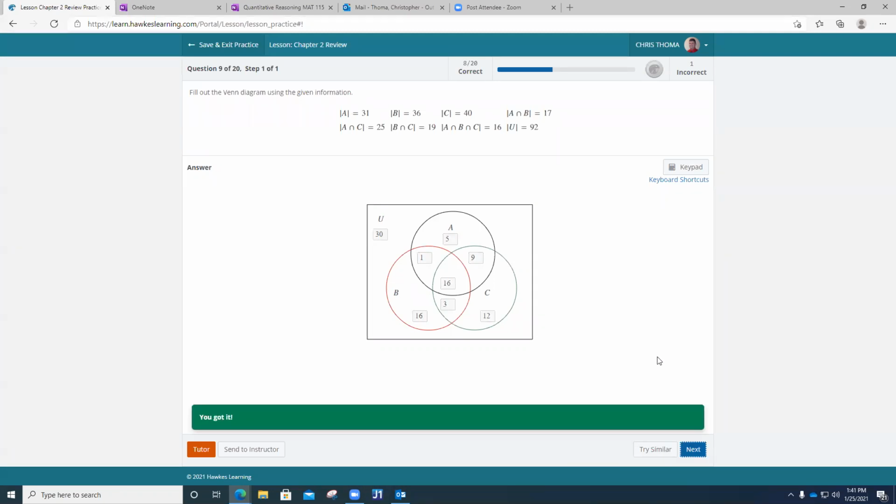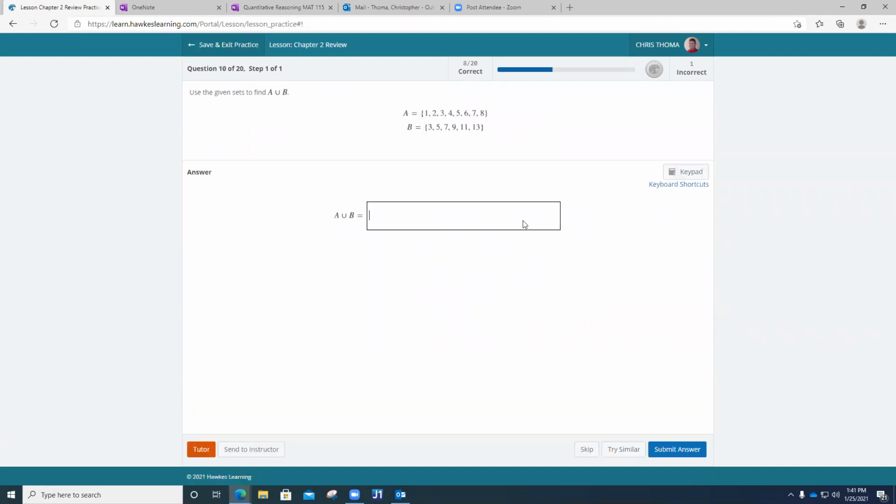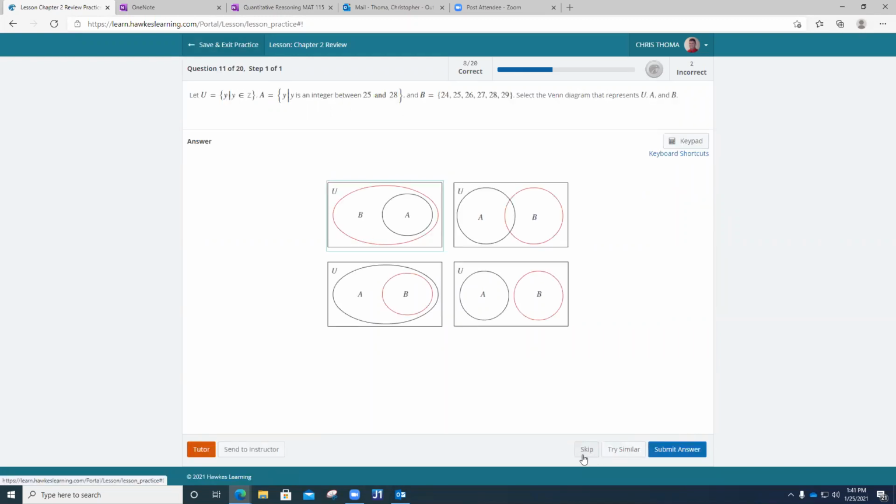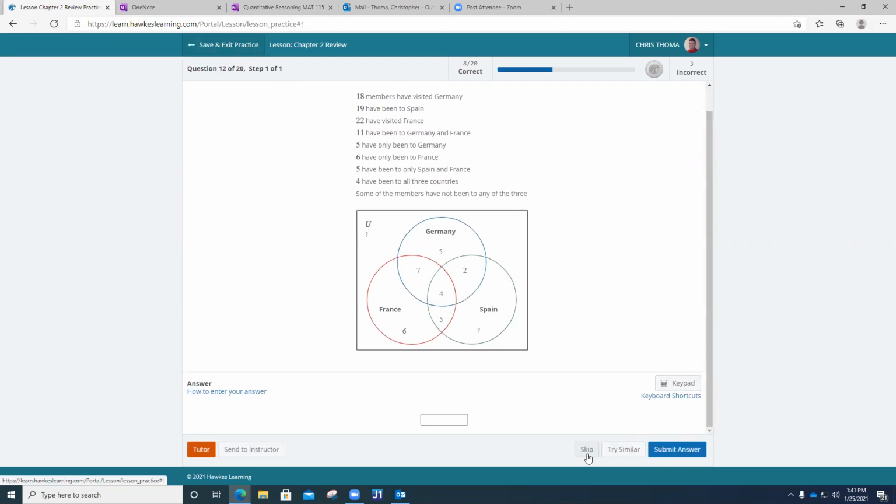There we go. Yes, I made a mistake in the video, but that's good because it reminds us again, be careful. U is the total. All of those numbers add up to 92. That is not the number that goes in the box by itself. All right, I think we've done those a few times, so I'll let you work on those.